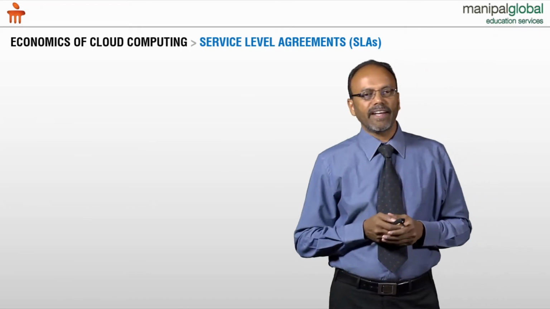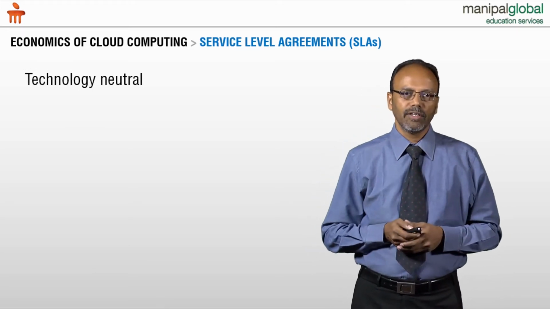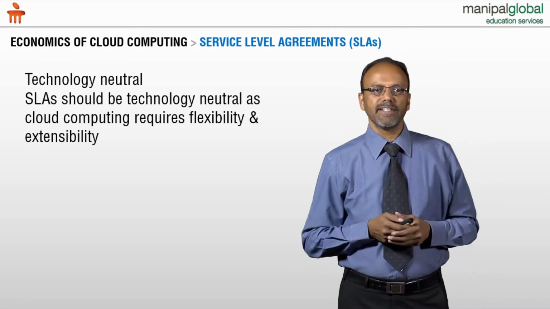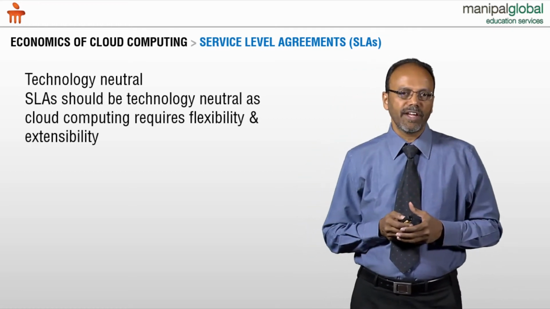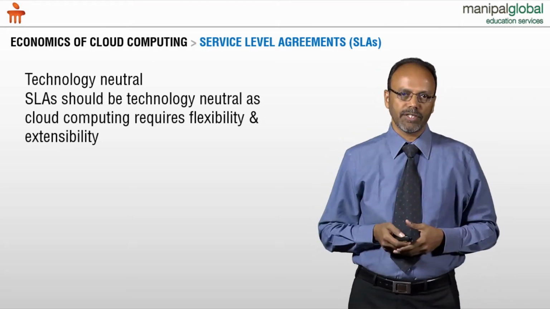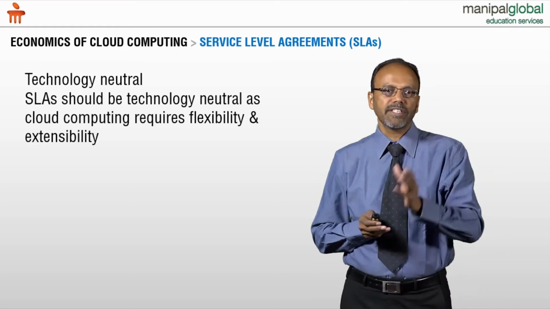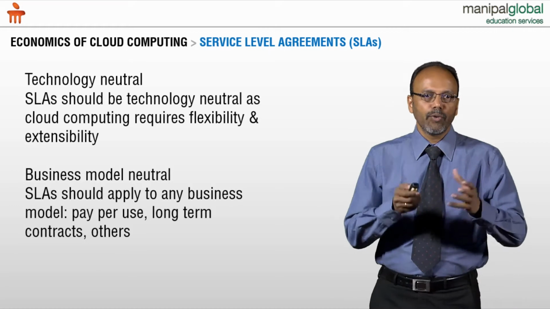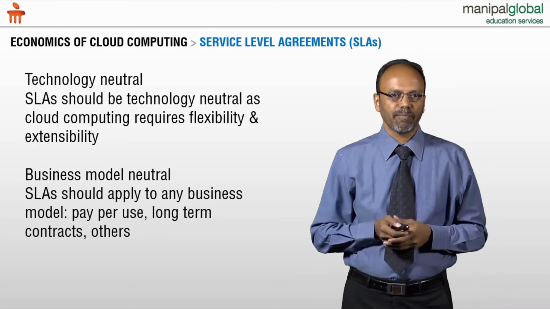A couple of very important characteristics of service level agreement that I would like to highlight here. Technology neutral. SLA should be technology neutral as cloud computing requires flexibility and extensibility. When I say it is technology neutral, I simply mean that your SLA shall not say any specific operating system or application or platform will provide so and so services. It should ideally indicate, irrespective of the platform, what shall be the metrics and its value. It should be business model neutral. SLA should apply to any business model, whether it is pay per use, long term contracts, subscription, etc.